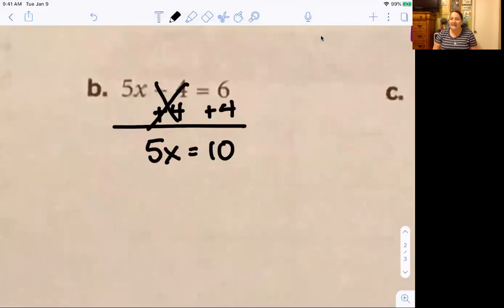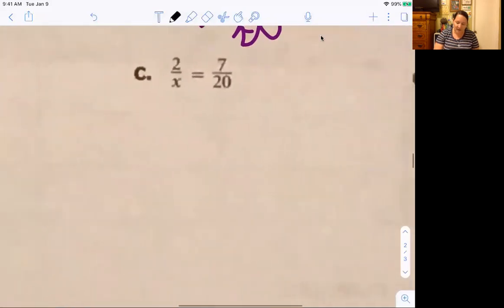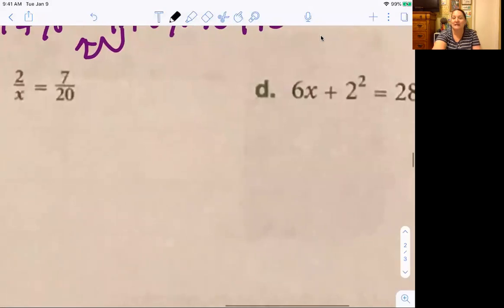How do I isolate x now? What's the opposite of multiplying by 5? Divide by 5. X equals 2. Yay, we're doing so awesome. What are we going to do here again? Cross multiply. Good. C, we're going to cross multiply. And D, I want you to try C and D. Press pause and come back and see how you did.